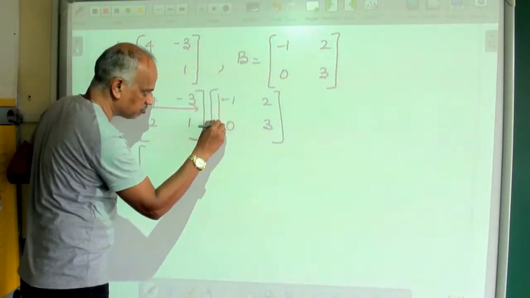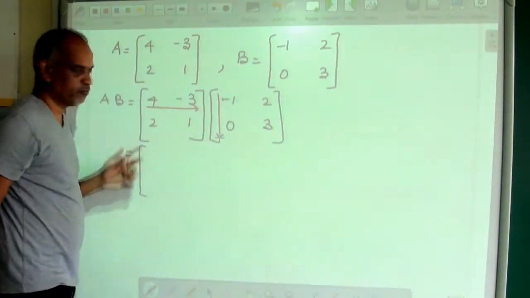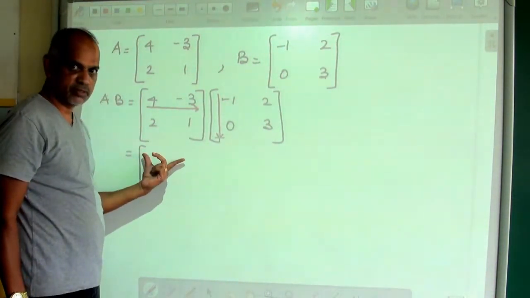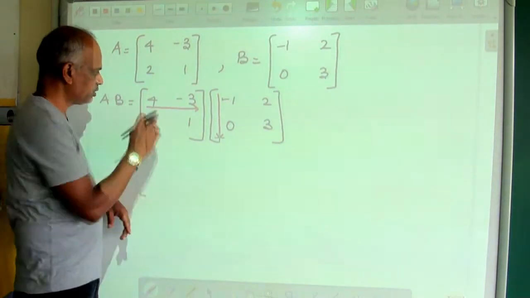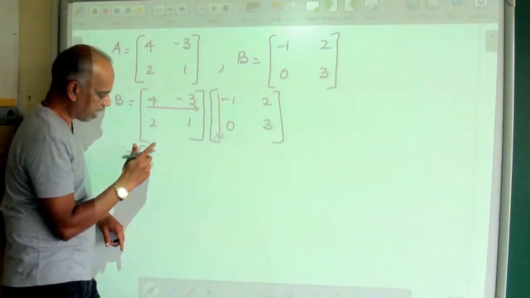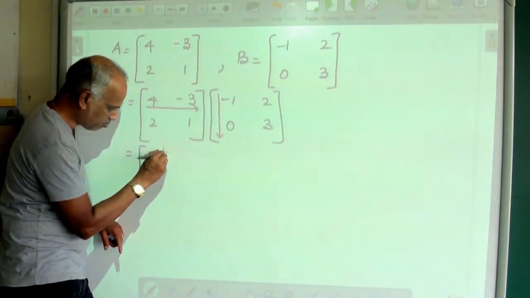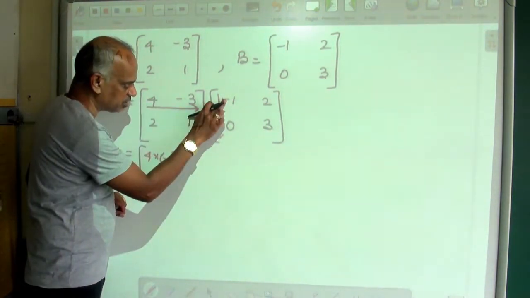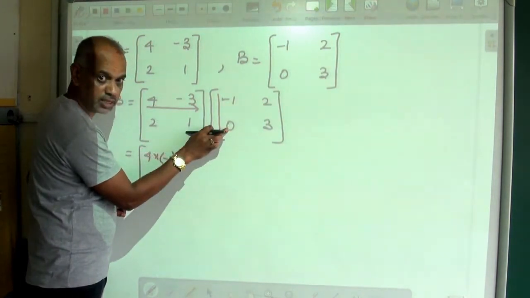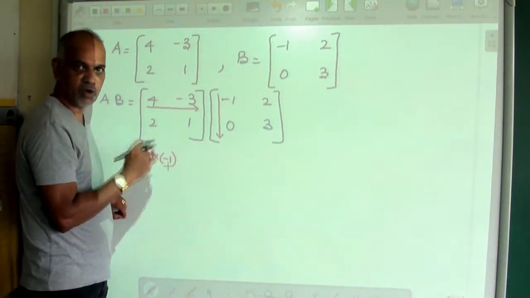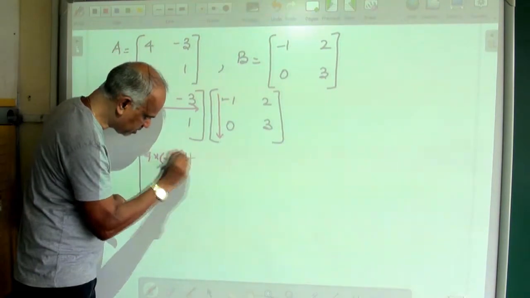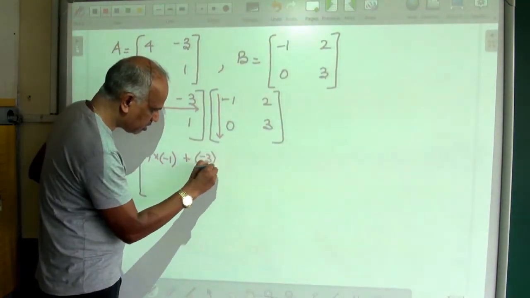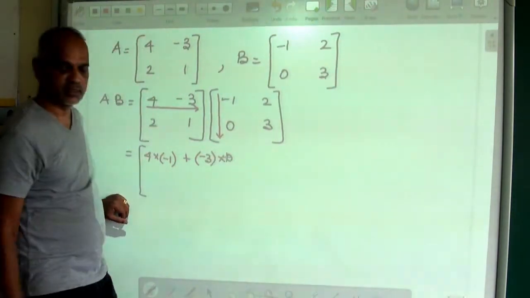And multiply this with the first column. First row with first column, and you write the answer here. So that is 4 has to be multiplied with minus 1. 4 into minus 1. And in between, after multiplying this with this, you have to multiply this with this. And in between you have to put a plus sign. Always put a plus sign. So plus. Next multiply minus 3 with 0. Minus 3 into 0.